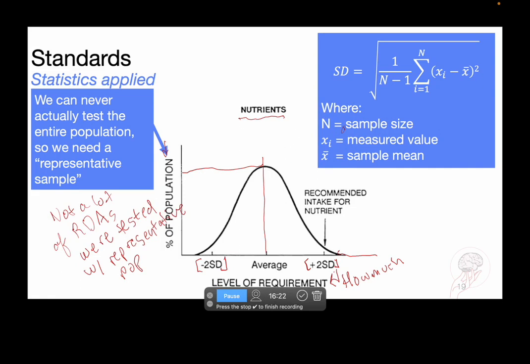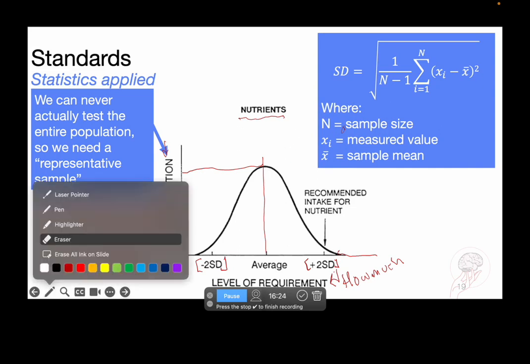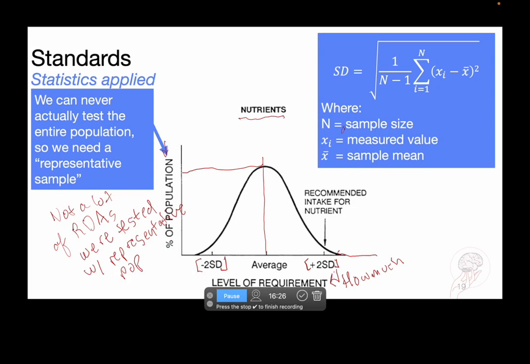Most people have heard of a standard deviation, but even scientists tend to forget what a standard deviation means. So this is the measured value, xi. This is what we're actually measuring. X bar is the sample mean. This is X bar.